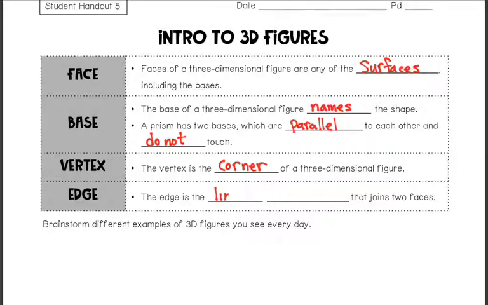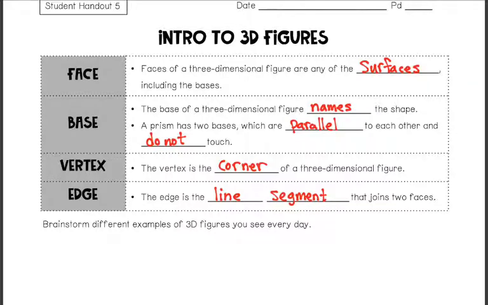And then an edge, the edge is the line segment that joins two faces. That seems really complex, but if you look at, say, a box, it's the edge of the box. So the edges around the box, that's what we call the edge. It says specifically line segments because you're joining two of them together, but that's a very mathy way to say just the edges.